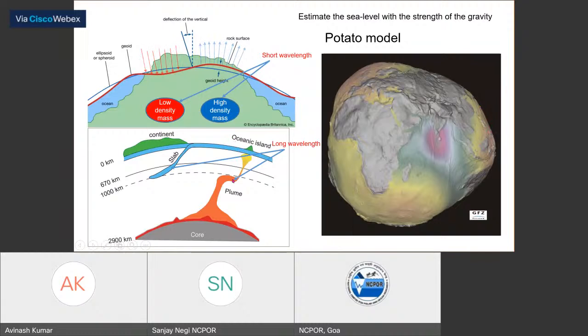Whereas if you see some of the plume structures, when they arrive or upwell in the upper mantle, because of the low density of these plumes, they can produce geoid lows, as you can see over the Indian Ocean, which is termed the Indian Ocean geoid low.